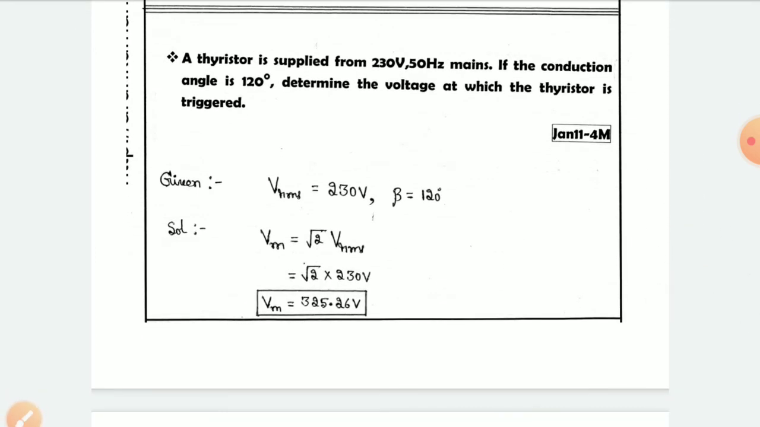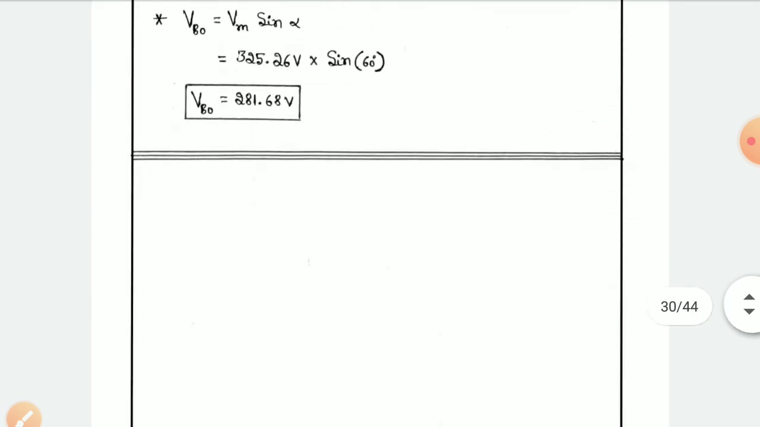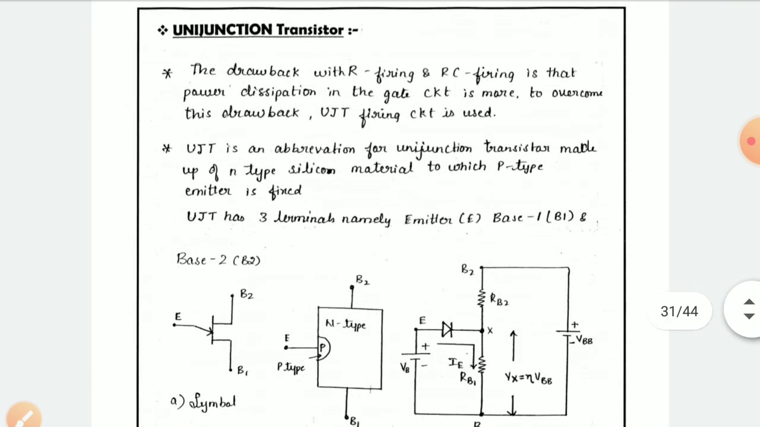In the next session, we will discuss another type of firing circuit, the uni-junction transistor, UJT. We will discuss how the UJT operates, with the relevant waveforms and the circuit diagram. So that's about today's class.